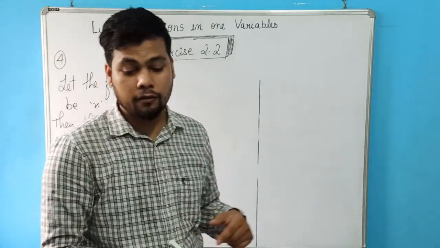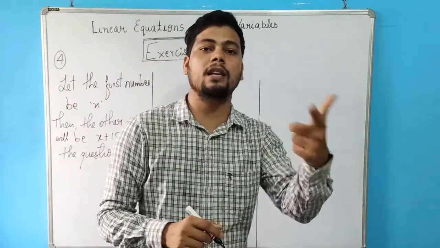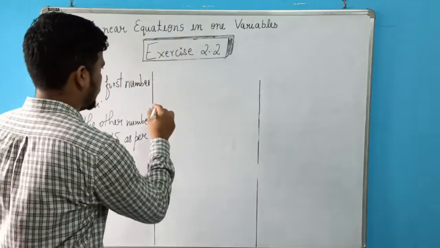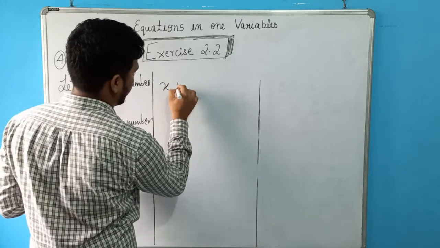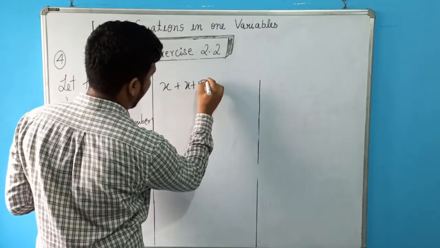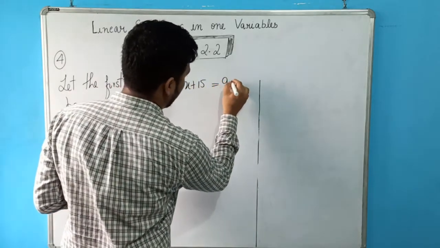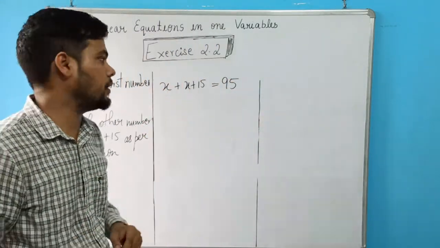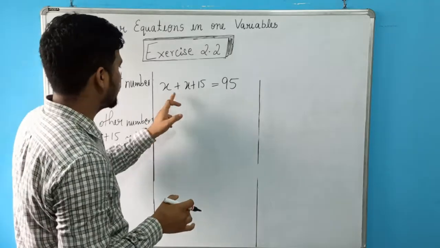It says that if one exceeds the other by 15, then what is the number? The first thing that they have said is, when you add the two numbers, the first number is x and the second number is x plus 15. When you add both of them, you get 95. This is what is said in the problem very clearly, right in the first sentence of it. So let us solve this.